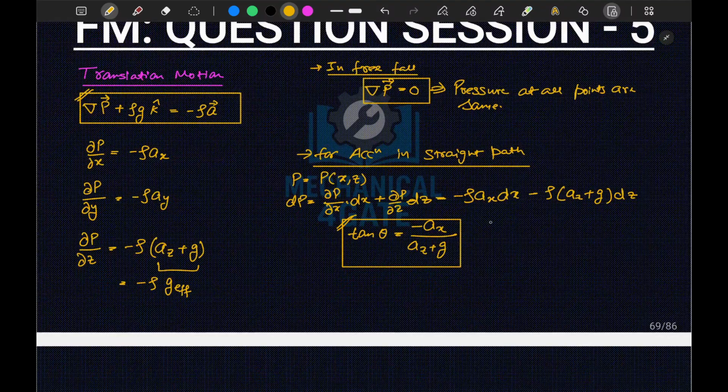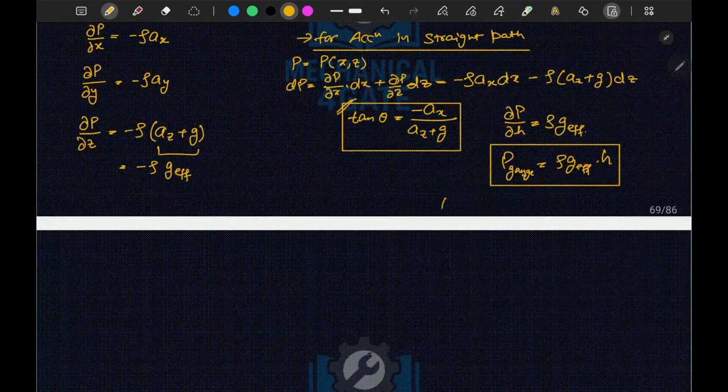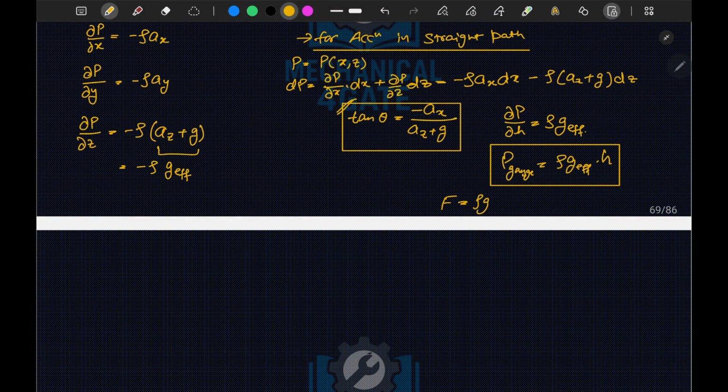If I want to find pressure at any point inside the liquid, I can use this equation, del p by del h is equal to rho g effective. Using this equation we can calculate the gauge pressure at any point. Gauge pressure at any point is rho g effective times h, and after that we can also calculate the force on the surface. Force on any surface is equal to rho g a h bar. This is your force on surface.